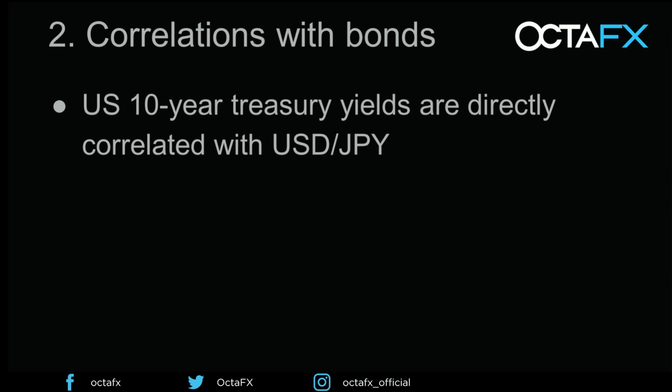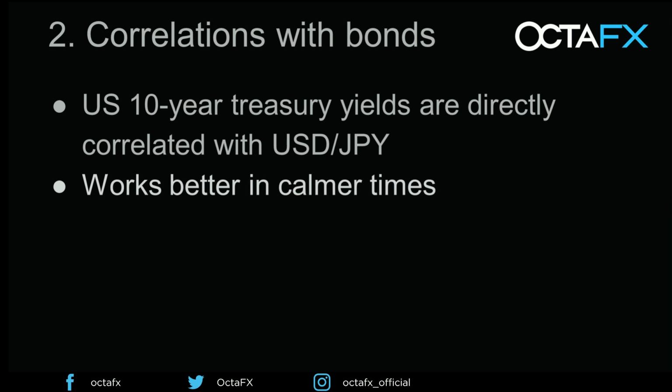When bond yields are higher, when they reached a peak of 2.6% in the United States, then we also had a rally of dollar yen. When 10-year treasury yields go down, we have the other reaction. It works better when things are a bit more calm, when we don't have too much action in markets. You can see how these correlations are in play in a better manner.